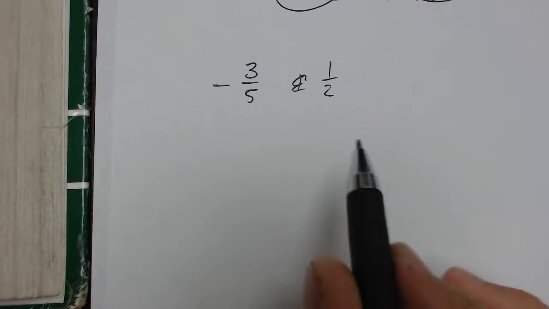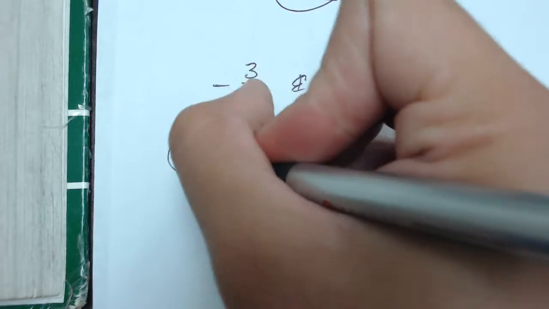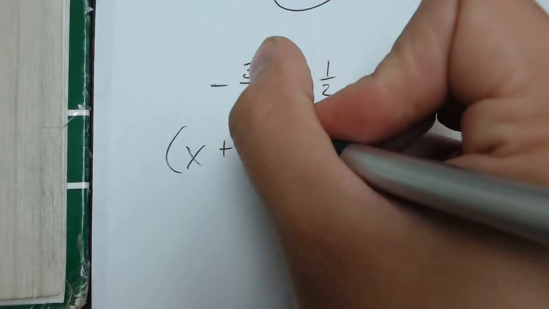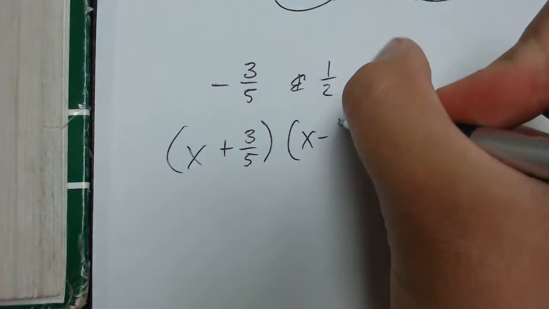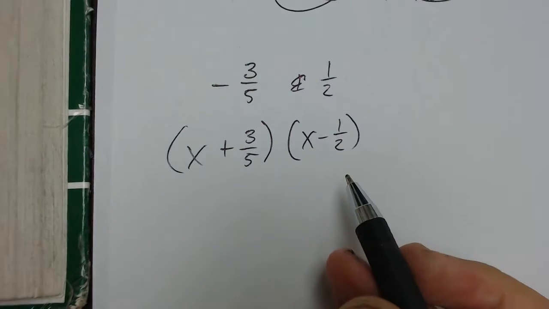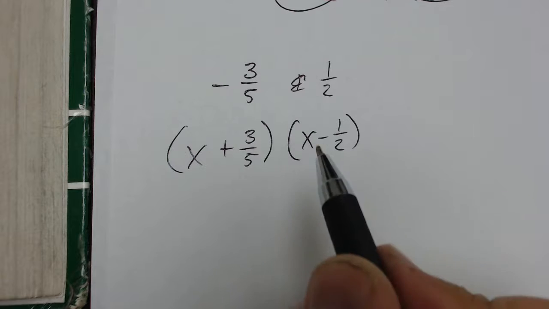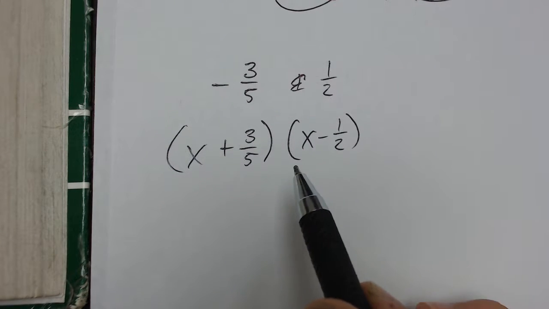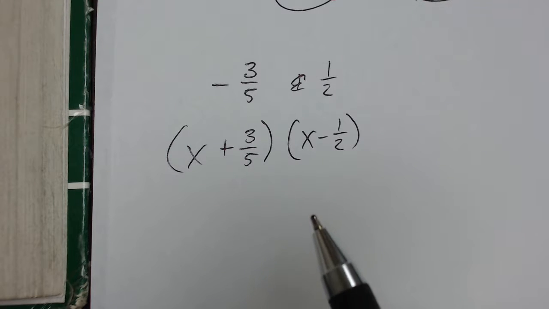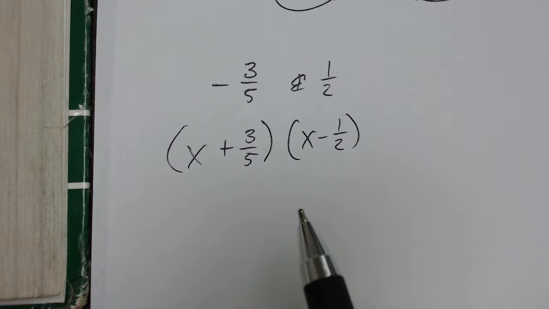So if they tell you the roots of a quadratic are -3/5 and 1/2, what they're saying is that the quadratic can be factored into x plus 3/5, yes, plus, opposite signs, and x minus 1/2. So that's what they mean by roots. If you were to take that quadratic and factor it, it would factor into these two polynomials. And they want you to write the quadratic, the x squared, x, and constant term.